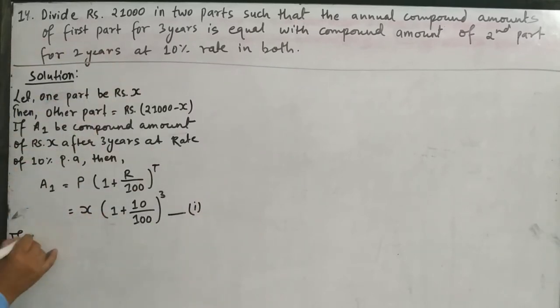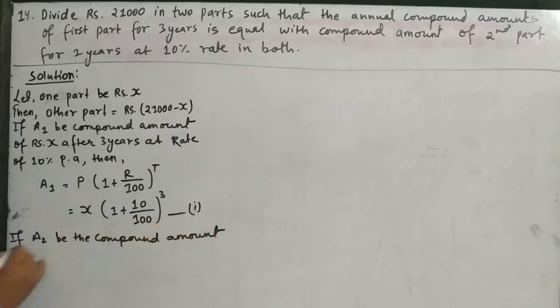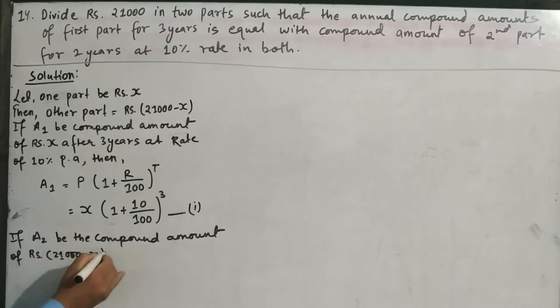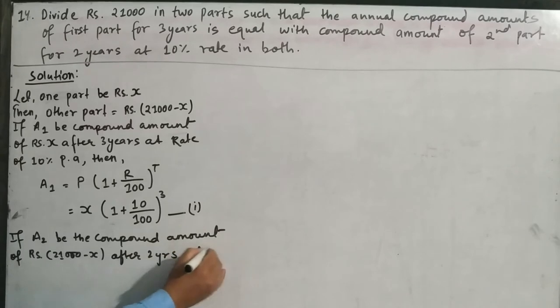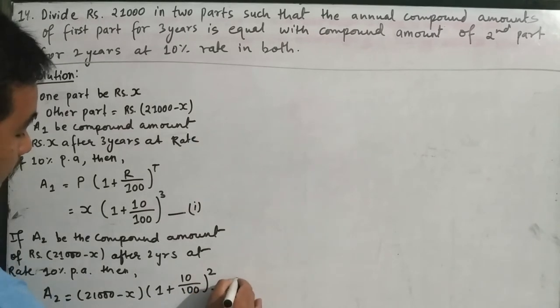Again, if A2 be the compound amount of rupees 21,000 minus x after 2 years at rate 10% per annum, then A2 equals to (21,000 minus x) (1 plus 10 divided by 100) whole power 2. Let us solve equation 2.